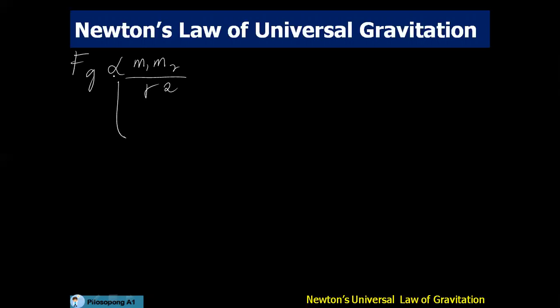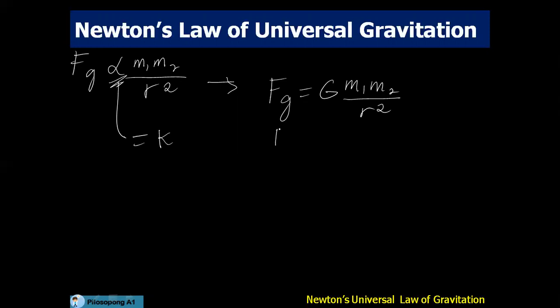Since we have here a proportionality symbol and we want to calculate it mathematically, we can change it with an equal sign, and we need to provide a proportionality constant. And we now have the basic equation for Newton's law of universal gravitation. That is, gravitational force is equal to G, the universal gravitation constant, multiplied by mass sub 1, mass sub 2, all over the distance between the two objects squared.